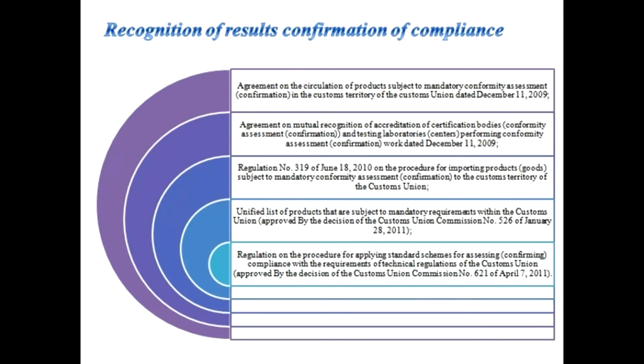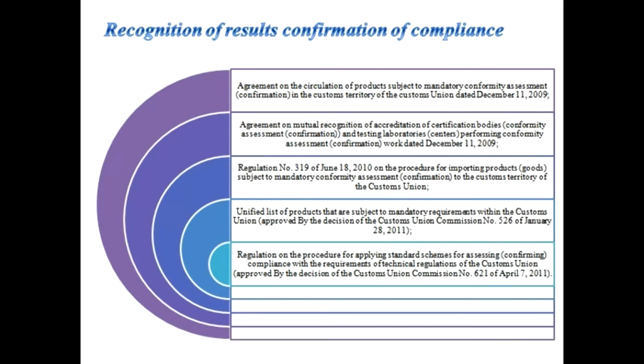It can be unilateral, which includes acceptance by one party of the result of the work of the other side. Bilateral involves the adoption by each party of the results of the work of the other party, and multilateral involves mutual acceptance of work results by more than two sides of the agreement. For example, the agreement on the circulation of products subject to mandatory conformity assessment confirmation in the customs territory of the customs union dated December 11, 2009.